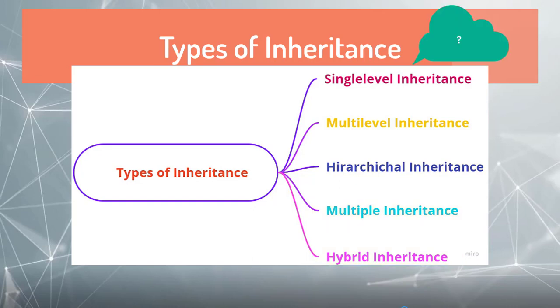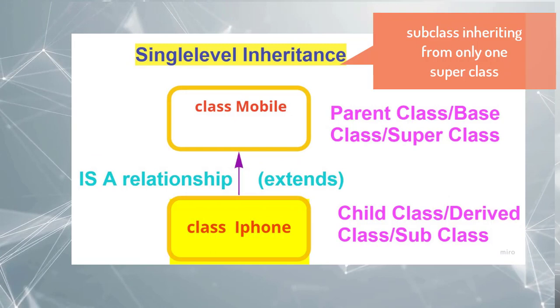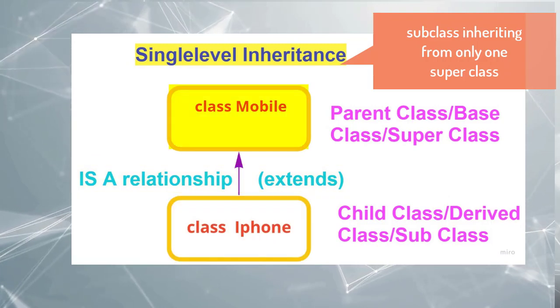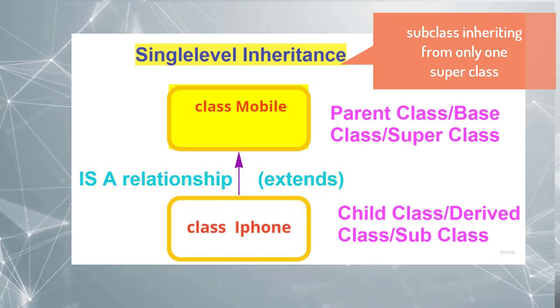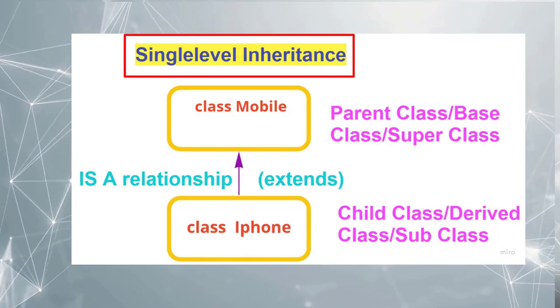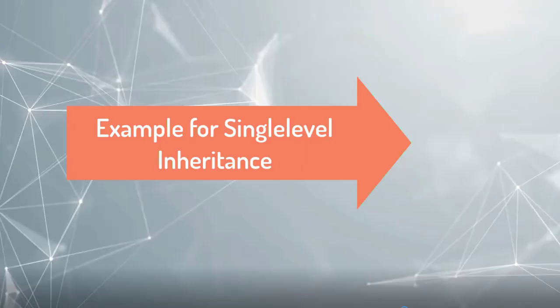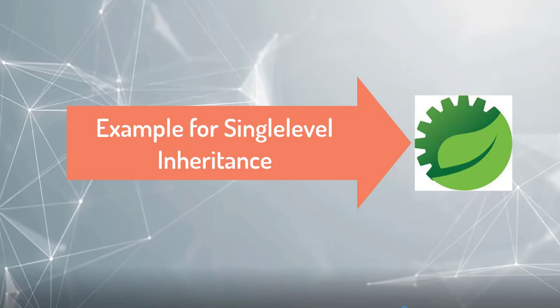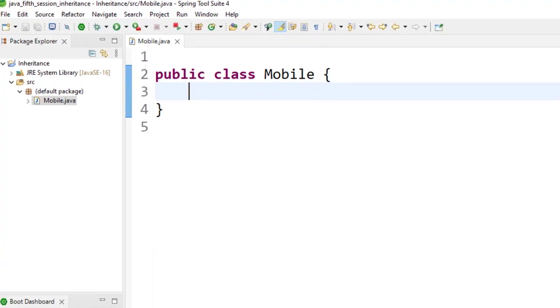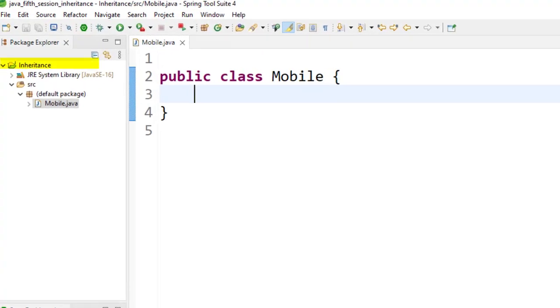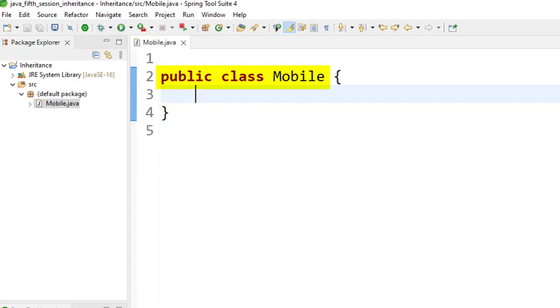So what is single level inheritance? A subclass inheriting properties from only one superclass is called single level inheritance. Let's write an example for single level inheritance in Spring Tool Suite IDE. Here I have created a package called inheritance. In this inheritance package, I have created a class called mobile.